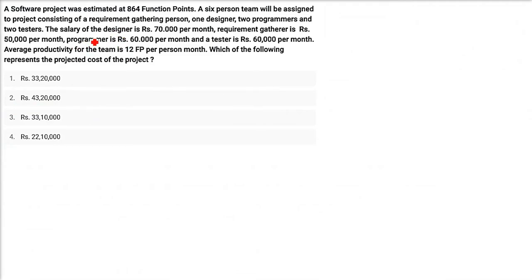A software project was estimated at 864 function points. So FP is 864. A 6-person team will be assigned to the project consisting of a requirement gathering person, one designer, two programmers. So designer, the salary is 70,000. The requirement gatherer salary is 50,000, and programmer is 60,000. We'll call it as K. So 60K, 50K, 70K. And these are the average productivity for the team is 12 FP per person month.